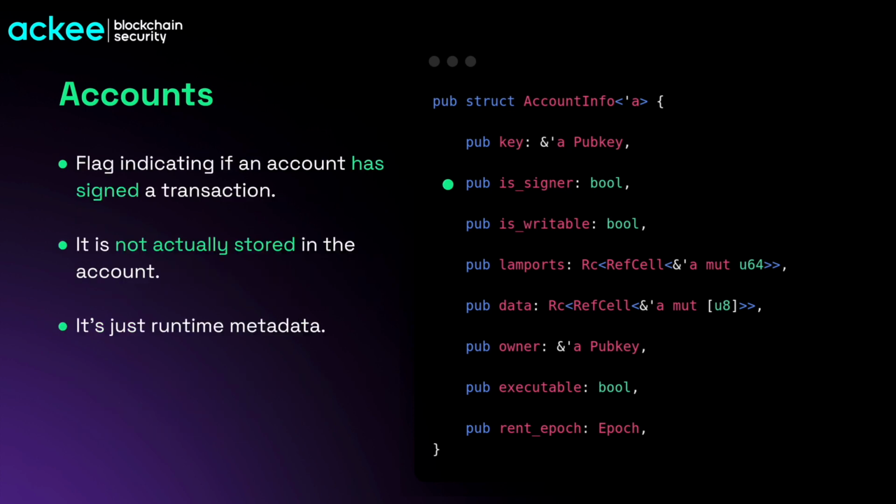Another really important flag is the signer flag, which essentially indicates if the account has signed the transaction. It is not actually stored in the account, but it's just runtime metadata. Another runtime metadata is the writable flag, and it is indicating if the account is writable.